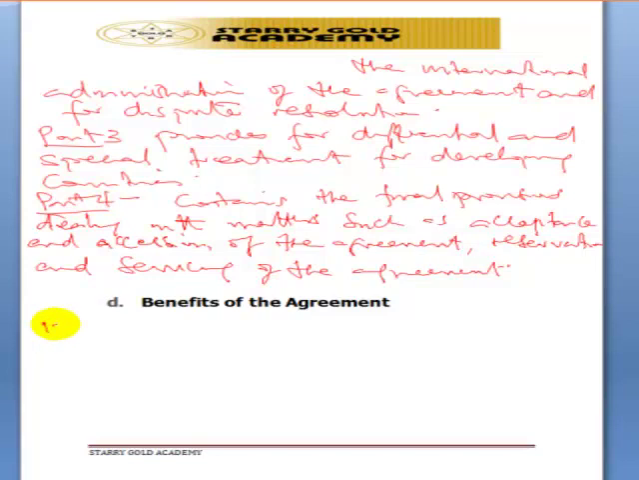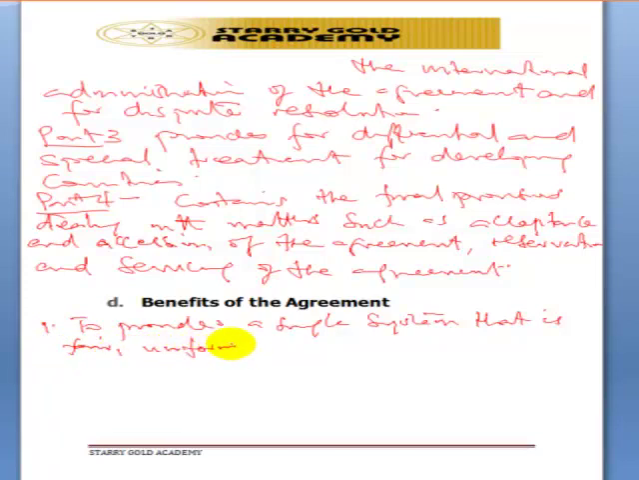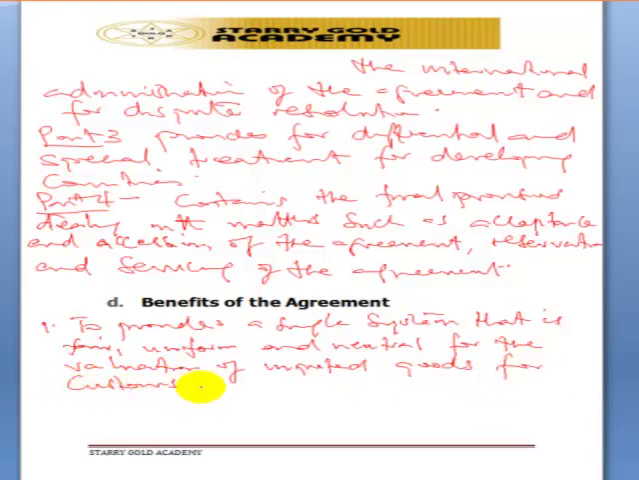Benefits of the agreement. 1. To provide a single system that is fair, uniform, and neutral for the valuation of imported goods for customs purposes. That is, the agreement provides a single system that is fair, uniform, and neutral for the valuation of imported goods for customs purposes.